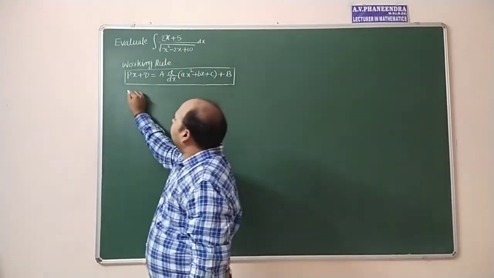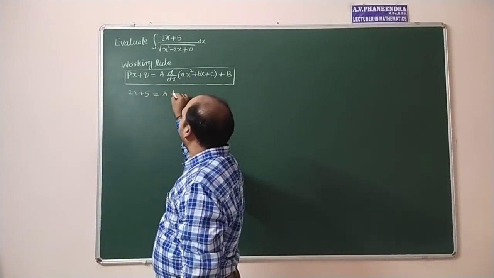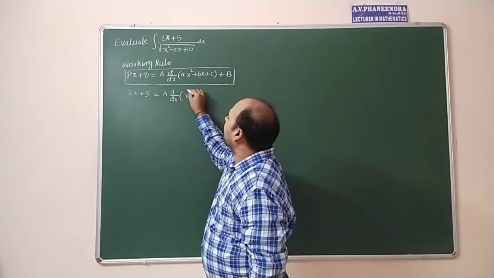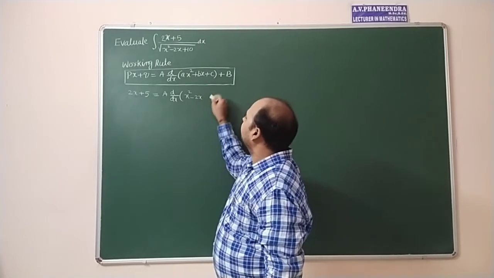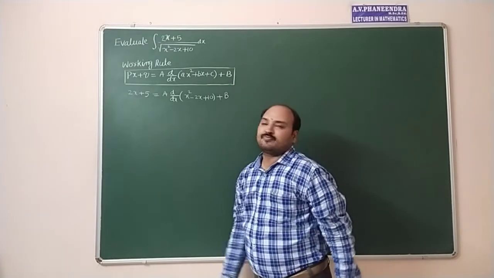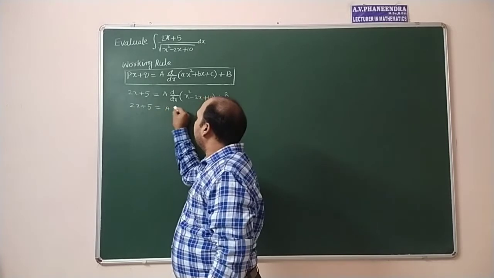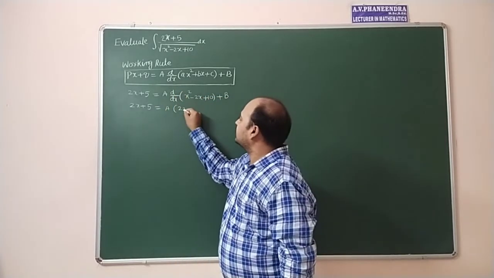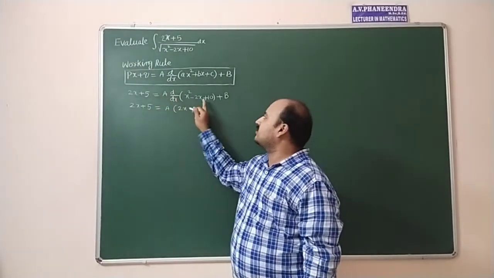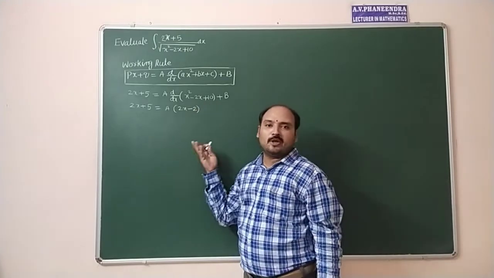2x plus 5. Write it, 2x plus 5, which is equal to capital A into d by dx of, in place of ax square plus bx plus c, what value is there? Without root you have to write. You remember that expression, x square minus 2x plus 10, plus B. Now 2x plus 5 equal to capital A into d by dx of x square, 2x, d by dx of minus 2x, minus 2 constant we can take outside, d by dx of x is 1, so minus 2, d by dx of constant is 0, no need to write, plus B.